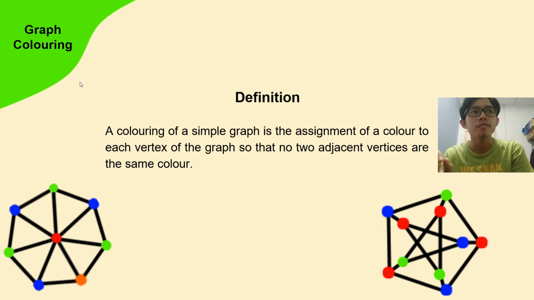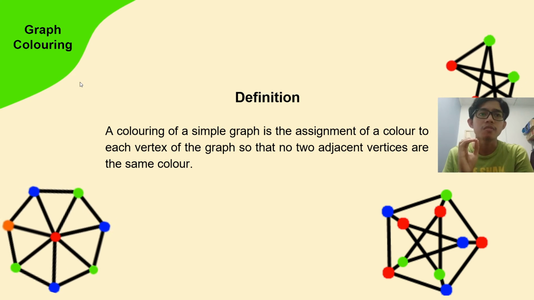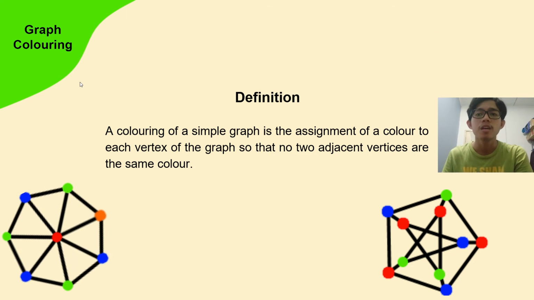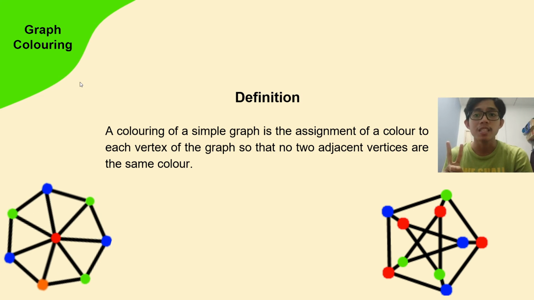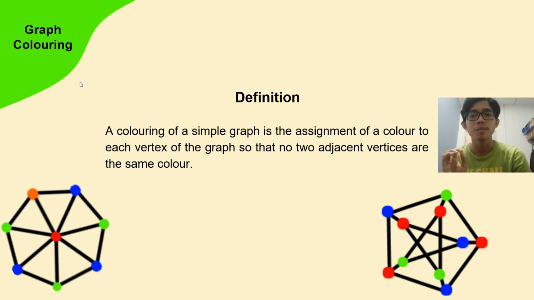The definition of graph coloring is that a coloring of a simple graph is the assignment of a color to each vertex of the graph so that no two adjacent vertices are the same color. From this definition, we could say that two vertices connected to each other by a line or an edge cannot be the same color.